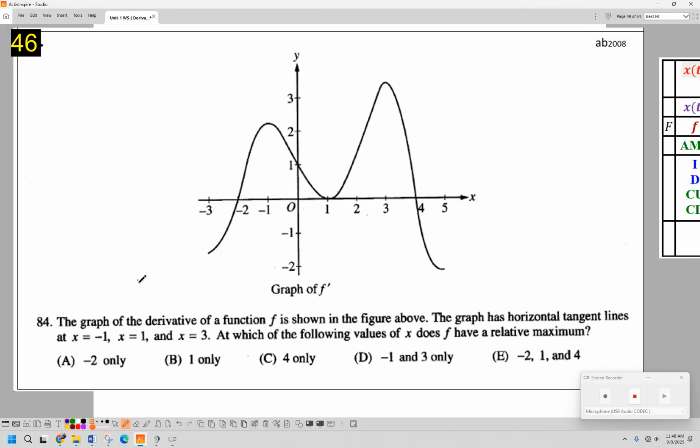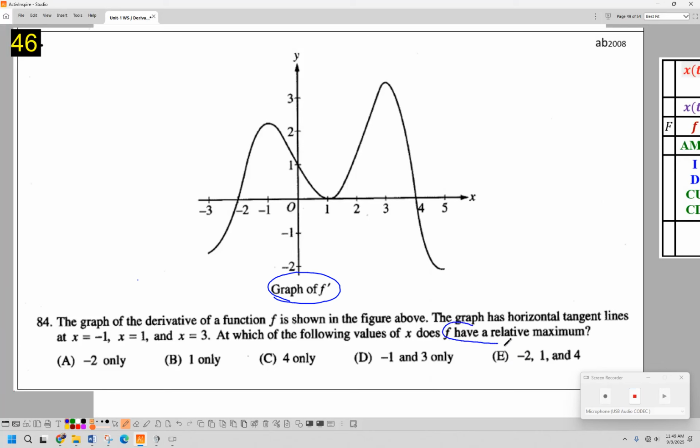Okay, 46. Same as I told you before. Make sure you identify what they are asking about and what they are giving you. So they're giving us a graph of f prime, but they're asking where f has a relative maximum.